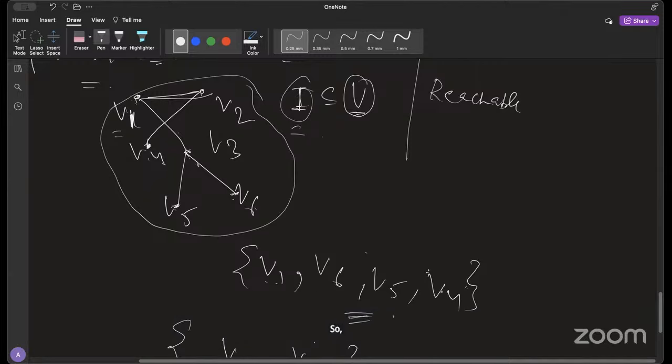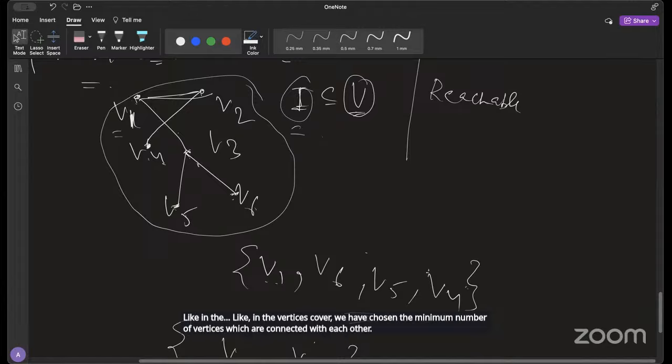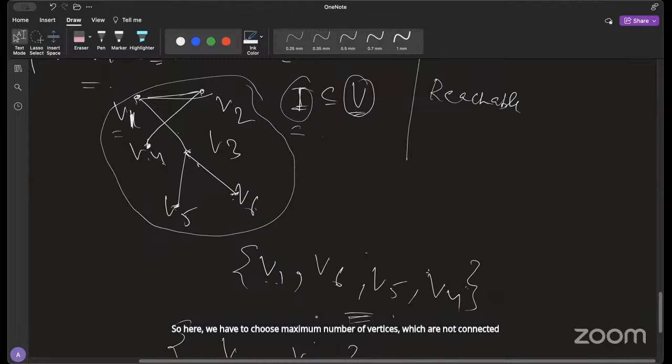So collect all the vertices. Like in the vertex cover, we have chosen the minimum number of vertices which are connected with each other. So here we have to choose maximum number of vertices which are not connected with each other, right?